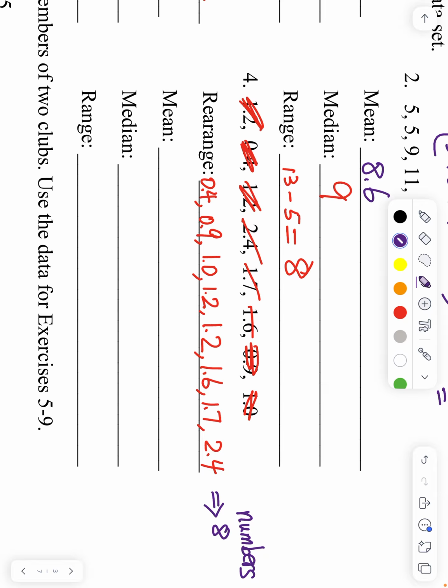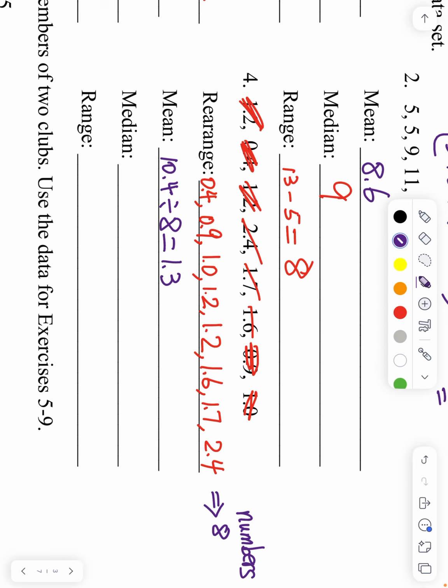0.4 plus, I'm using my calculator, 0.9 plus 1.0 plus 1.2 plus another 1.2 plus 1.6 plus 1.7 plus 2.4. Altogether is 10.4. Divided by 8, that's 1.3. So the mean, the average: you add all the data together and divide by how many of them.